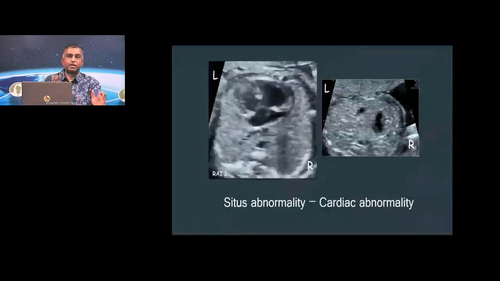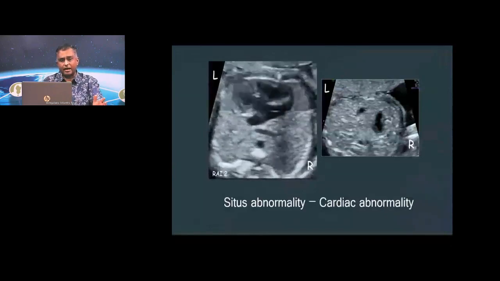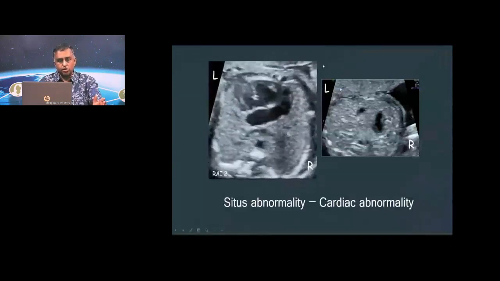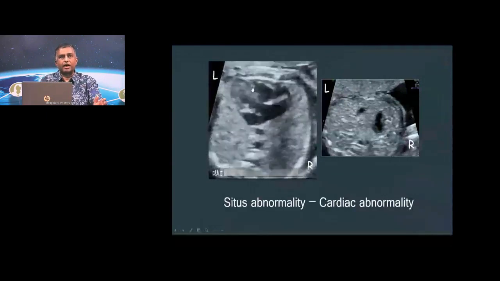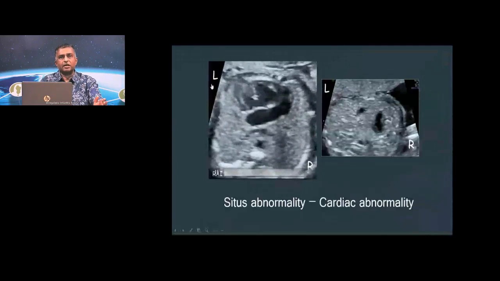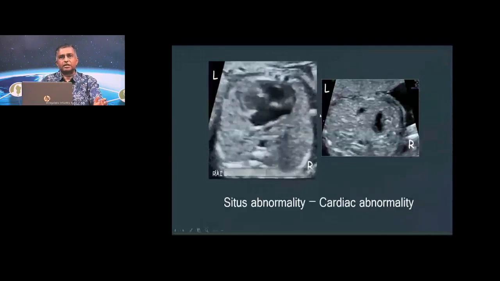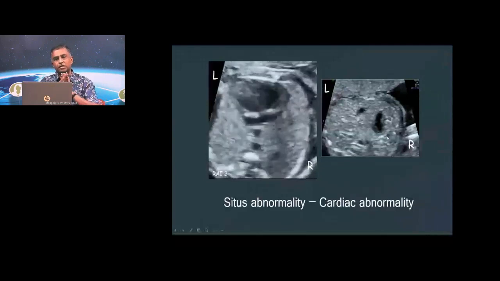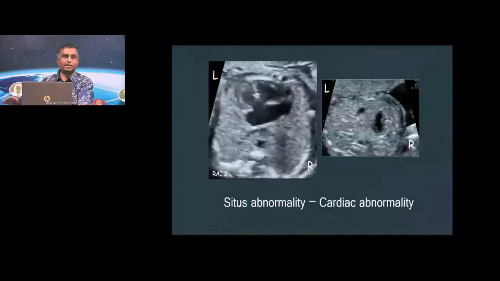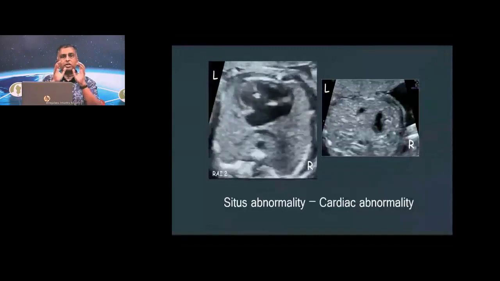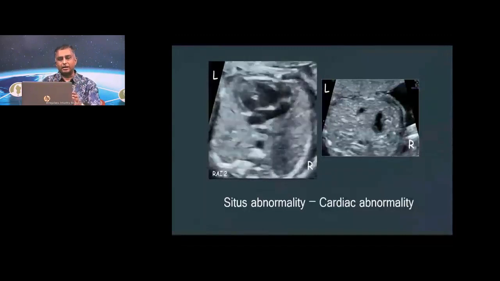You might find a thoracic abnormality, you might find a cardiac abnormality, and true enough, when you get into the four-chamber view, the apex of the heart is now to the left side. So the apex is left, the stomach to the right, and therefore this is classical situs ambiguous. It's neither situs solitus, it's neither situs inversus totalis, which leaves you in the situs ambiguous category.